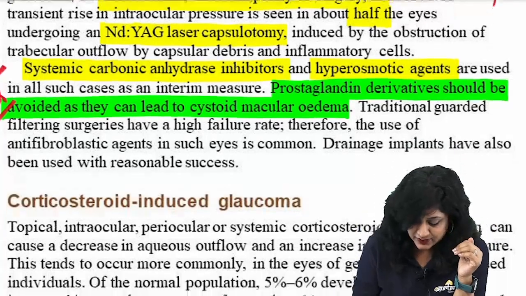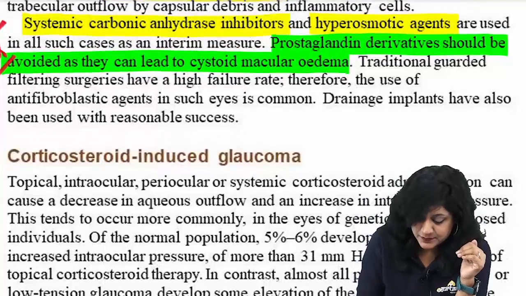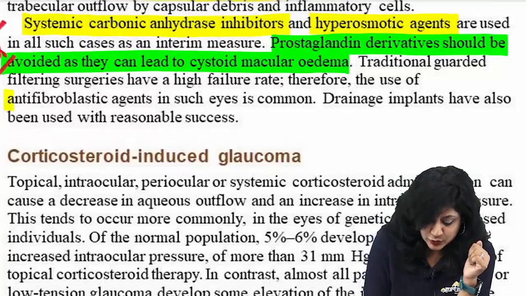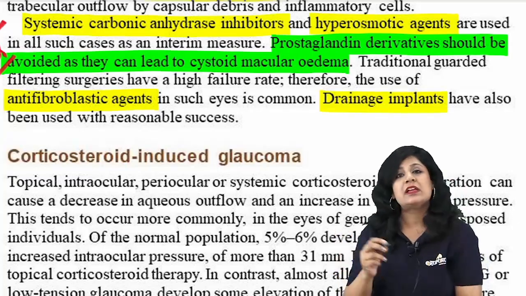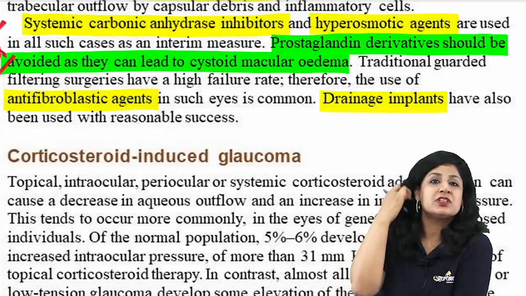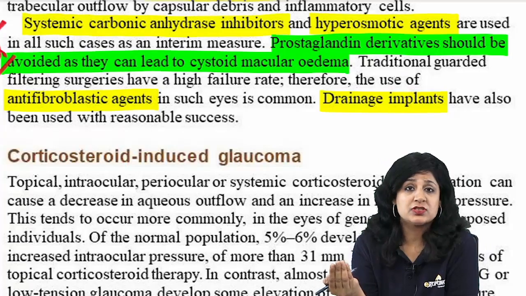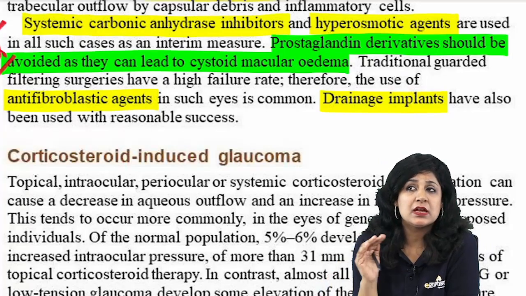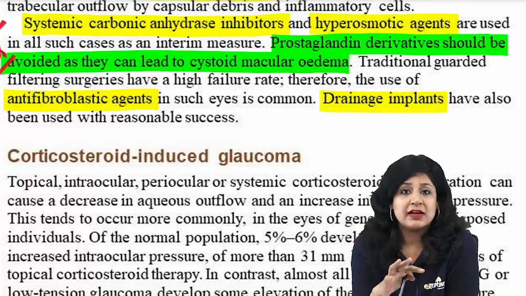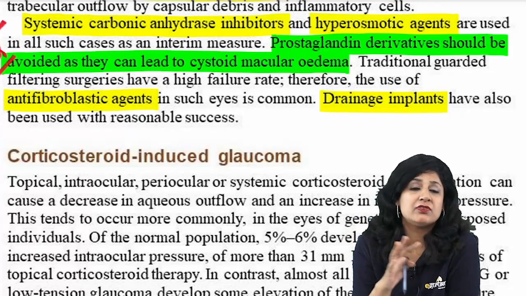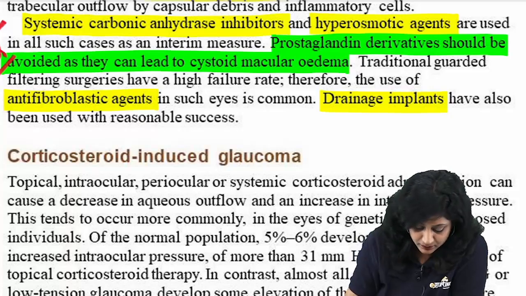Traditional guarded filtering surgeries have a high failure rate. So along with that, I have to use antifibroblastic agents and drainage implants. These are cases where if you are doing just a traditional surgery, only the filtration surgery or the trabeculectomy, it's not going to perform well. You have to think about using antifibroblastic agents or drainage implants along with that.